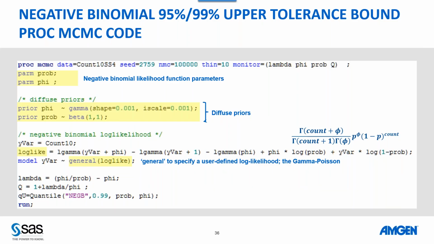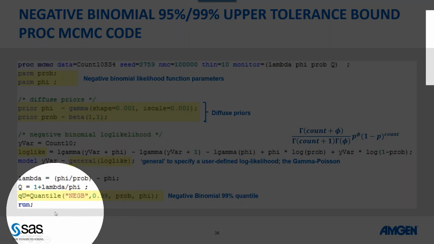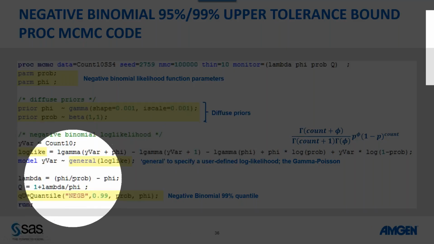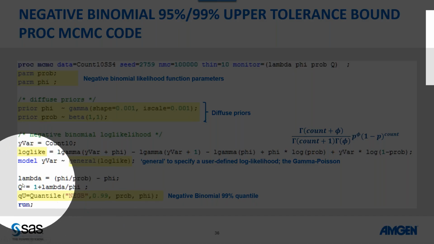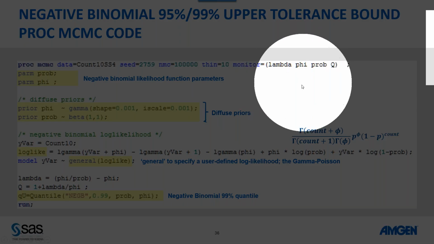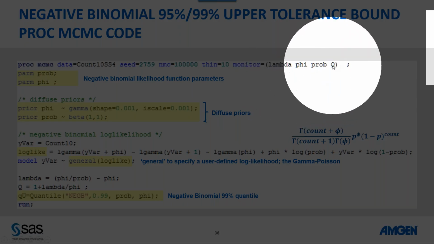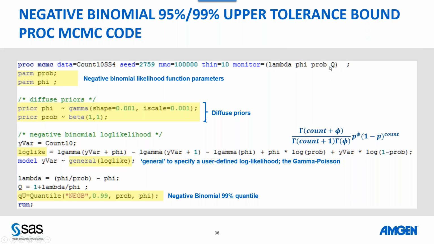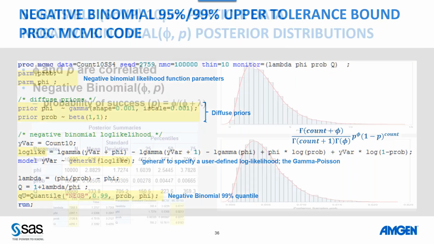And then the remaining is just reparameterizing the lambda, the phi and the prob into lambda and q, and then the prob and phi that is used in the negative binomial quantile function in the data step. Q is a function of lambda and phi, remember? So we can just write that out, and then we get q. And then we monitor lambda, phi, probability, and the overdispersion parameter, so we can study the overdispersion.